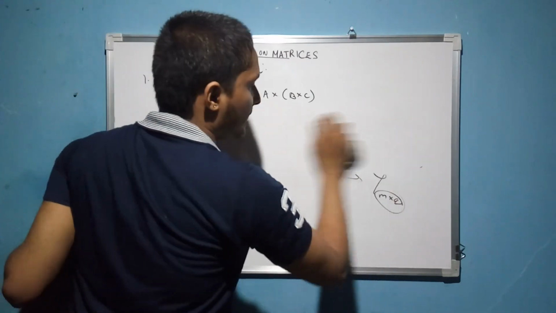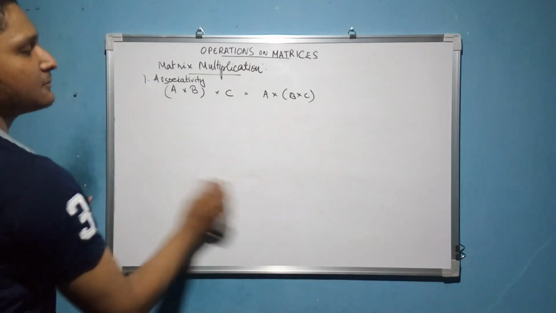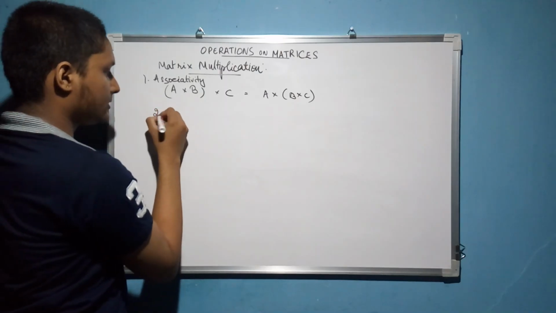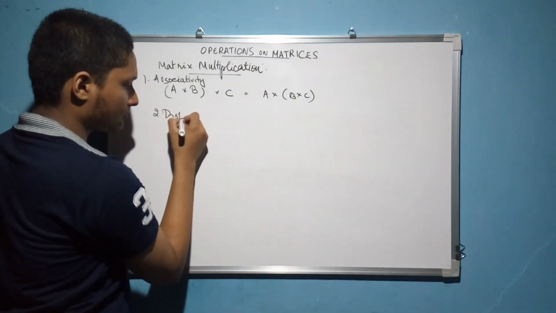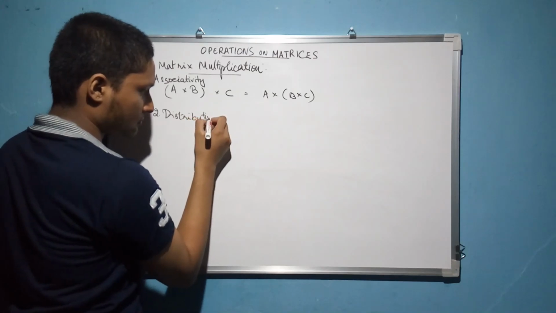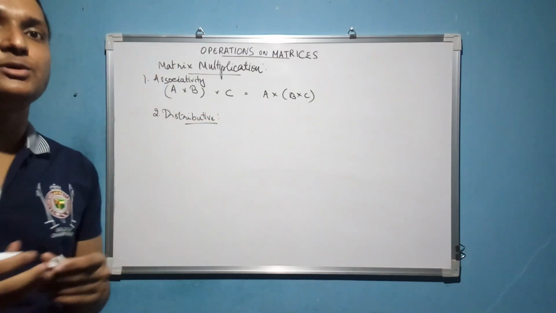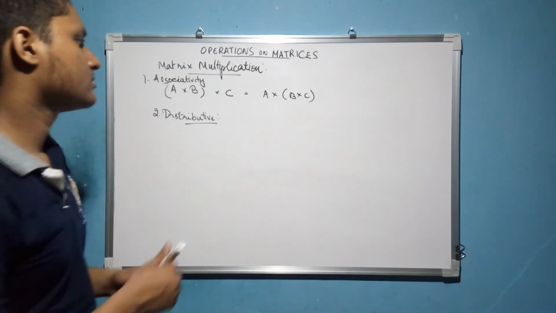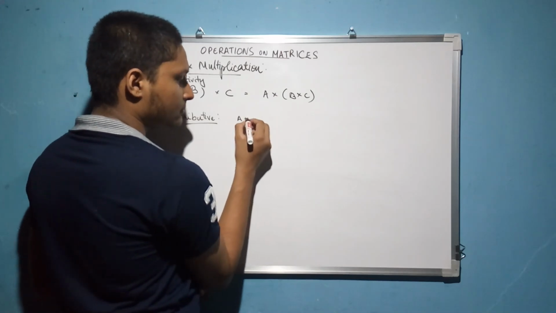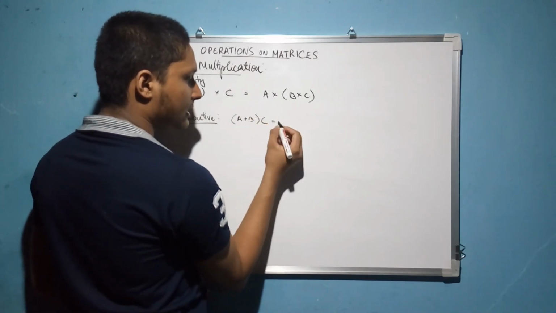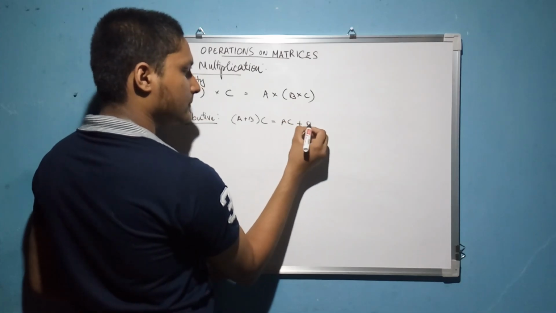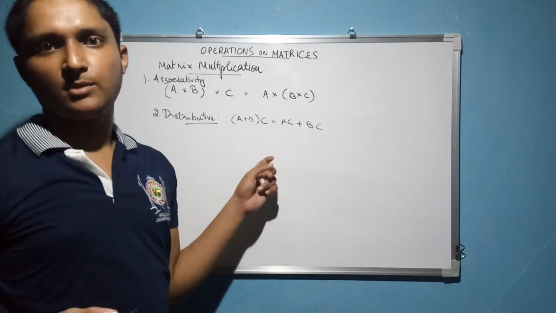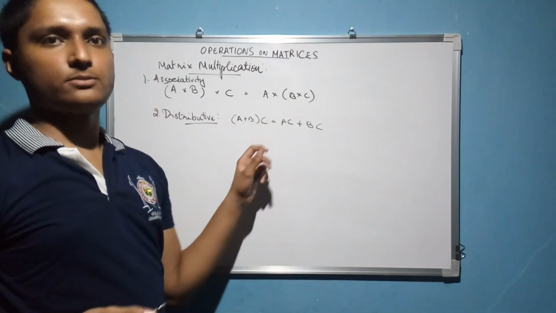Okay, the next part is the next property. The next property of matrix multiplication is about the distributive law. What is the distributive law? You might have learnt about the distributive law of multiplication over addition, and here you are going to learn about the same. So I can write that (A plus B) into C can be written as AC plus BC. Since A and B are of the same order, both of them can be multiplied by C, because that order has to be defined in both the cases.